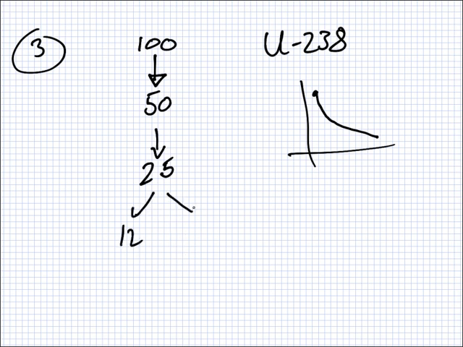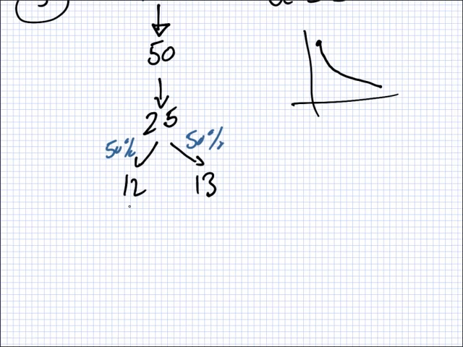12 or 13. So what happens is 50% of the time it'll become 12 and 50% of the time it'll become 13. Then after that you'll have 6, but if it was 13 then it will sometimes be 6 and sometimes be 7. So we picture the graph as being smooth, but really it's more like this. It's kind of a little bit rough. Yeah?